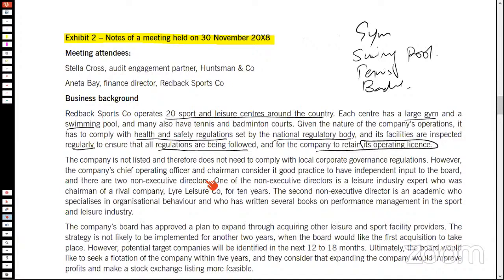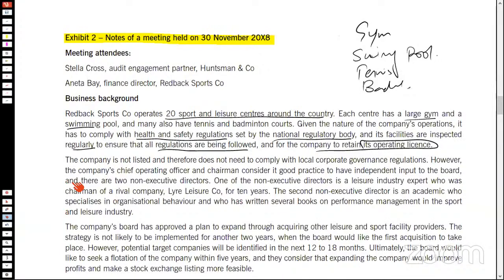And there are two non-executive directors. One of the NEDs is a leisure industry expert who was chairman of a rival company, Lyre Leisure, for 10 years. The second non-executive director is an academic who specializes in organizational behavior and who has written several books on performance management in the sport and leisure industry. Now, this is something which is good.